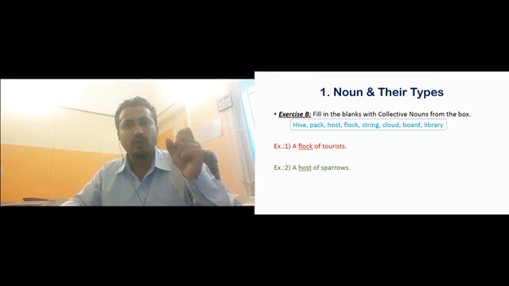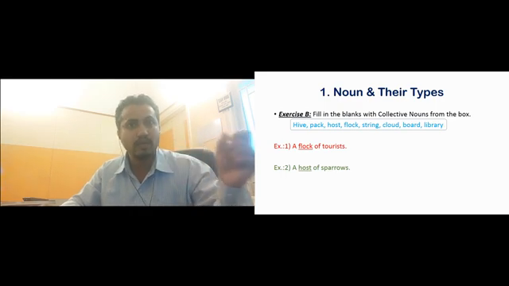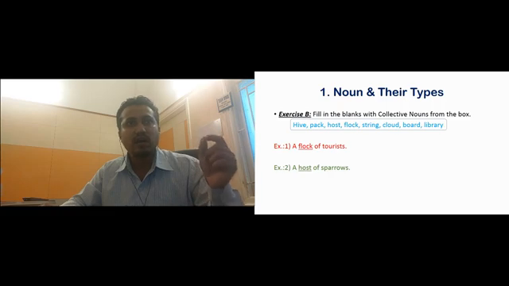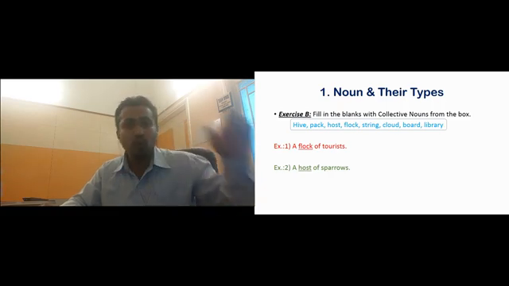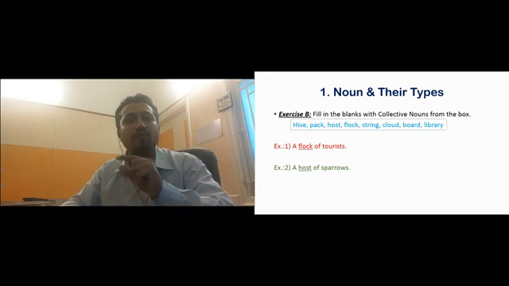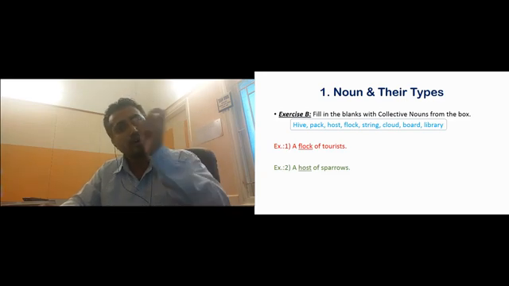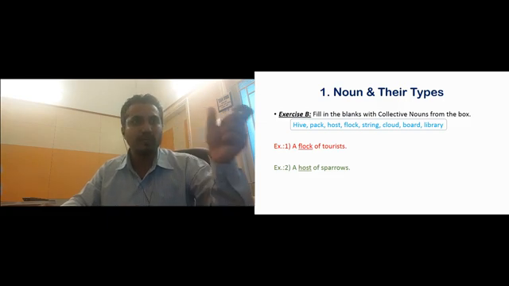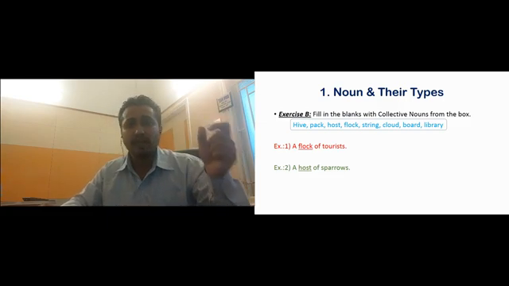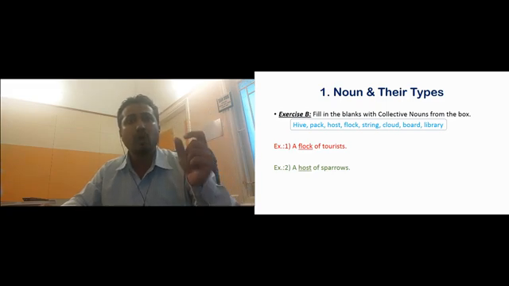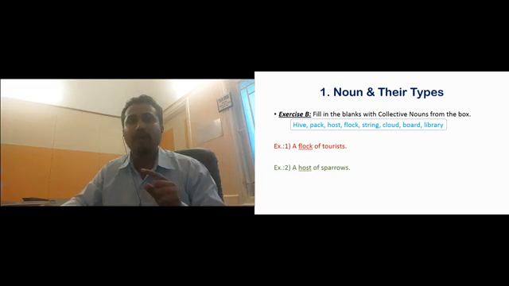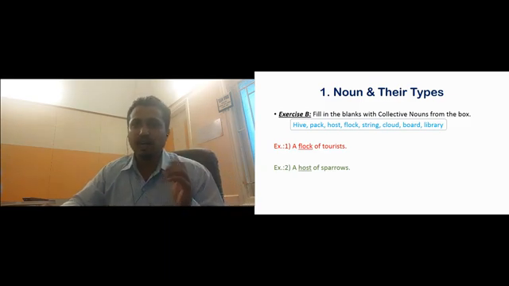Now we have to write the collective nouns, reading the whole phrase. The first is a flock of tourists. A group of tourists is called a flock of tourists. Okay, so the collective noun for tourists is flock. So that is why a flock of tourists. The second one is a host of sparrows. Okay, a group of sparrows is called a host of sparrows. So here flock and host are the collective nouns. I have taken them from the help box. In the same way you can fill the rest of the collective nouns also.